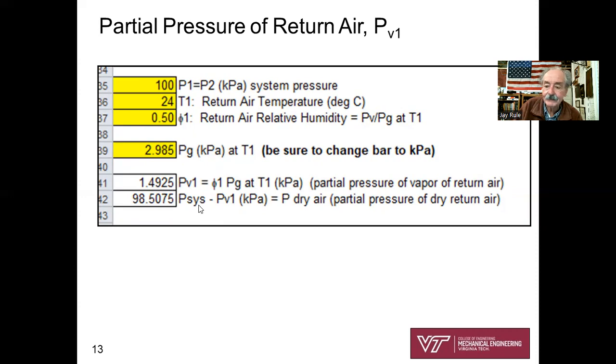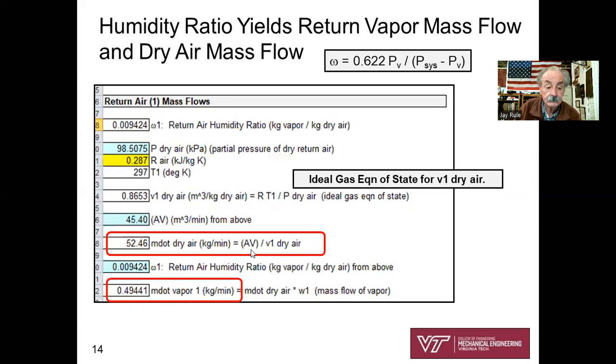Then we'll immediately calculate the partial pressure of the dry air. We take the system pressure, 100 kPa, minus 1.4925, to give us 98.5 kPa as the partial pressure of the dry air. Next, the humidity ratio is going to give us the mass flow of the vapor, and we're also going to be able to get the dry air mass flow coming in at state 1.